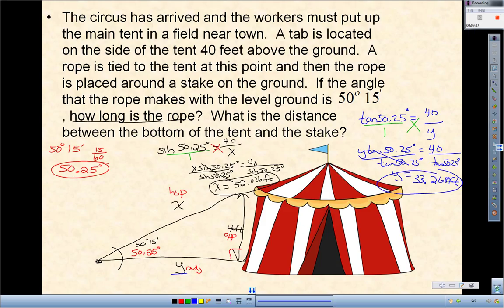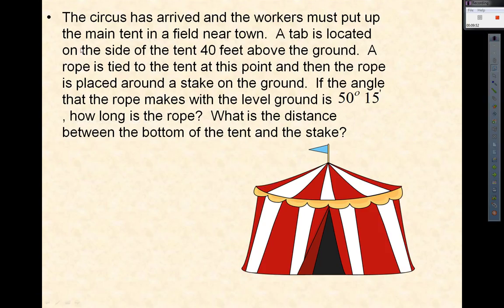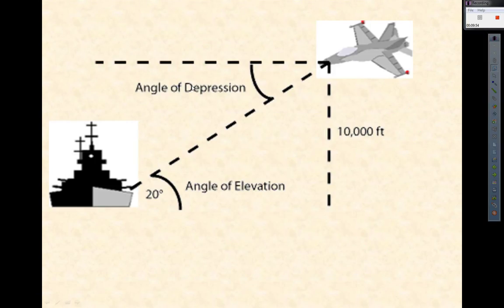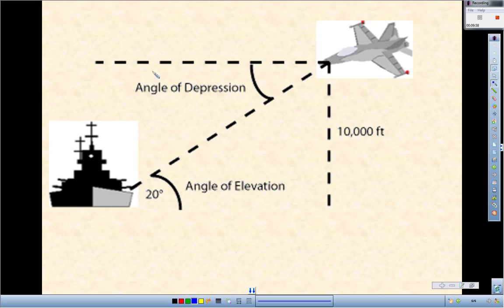Alright, so basically we're going to be using our trig ratios to solve word problems. But there's a couple of vocabulary words that I need to go over before we can start jumping into these word problems, because common vocabulary terms used with trig ratios are angle of depression and angle of elevation. Now, most people are okay with angle of elevation. Angle of elevation is the angle that's formed from the ground level and whatever sight you're looking at. So, for example, if somebody is right here looking up at that jet, then the angle of elevation is 20 degrees.